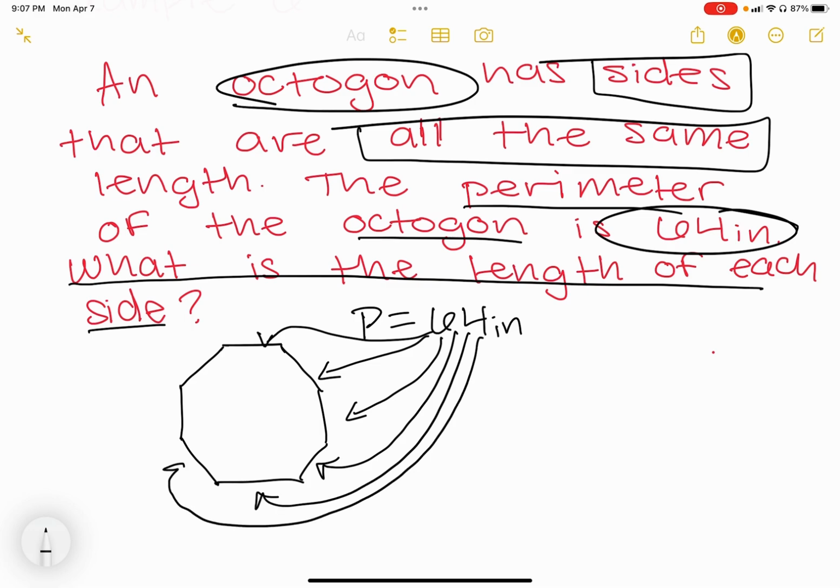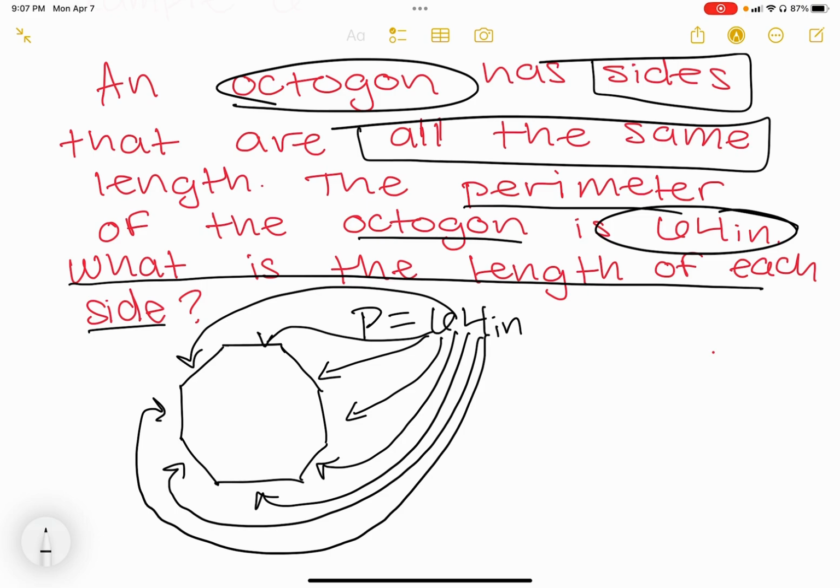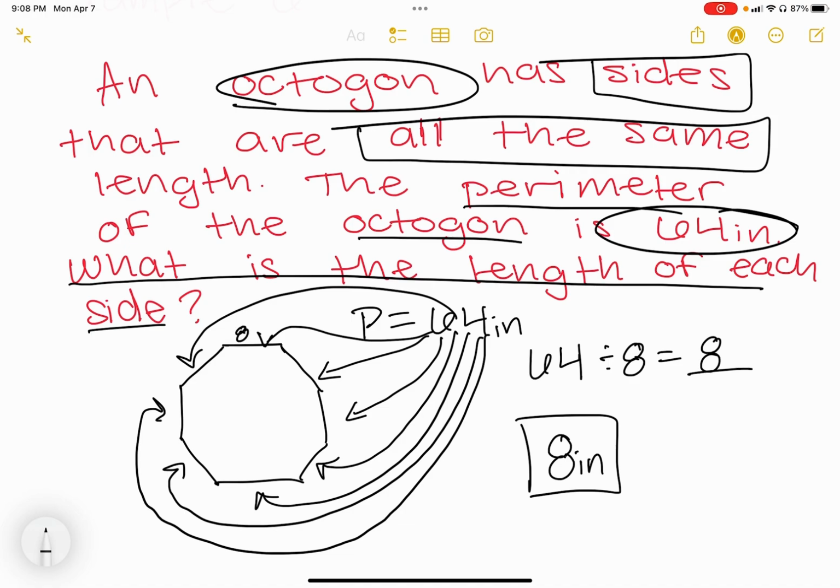Hopefully you're thinking of an operation. What operation do we use if we're taking something and splitting it up equally? Hopefully you said division. So I can take my perimeter of 64 and divide it by 8 to figure out what my side lengths are. Hopefully you're thinking 8 times 8 is 64. So I know that each side length is going to have a length of 8 inches. Because if I put 8 inches on each of these sides and put them all together, I would have 8 inches 8 times, which is like 8 times 8, which would give me a perimeter of 64.